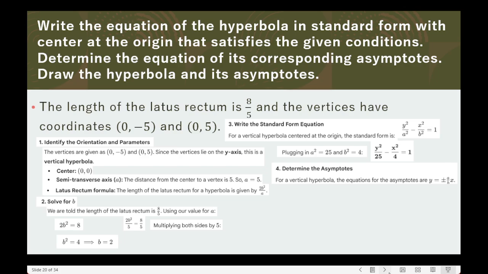Now determining the asymptotes for a vertical hyperbola, the equation for the asymptotes is y equals positive or negative a over b x. So you just simply substitute the values of a and b. So the equations for the asymptotes are y equals 5 over 2 x, and the other one is y equals negative 5 over 2 x.